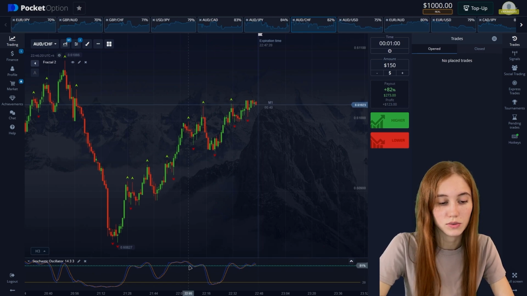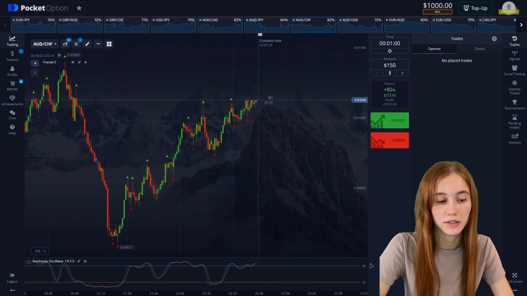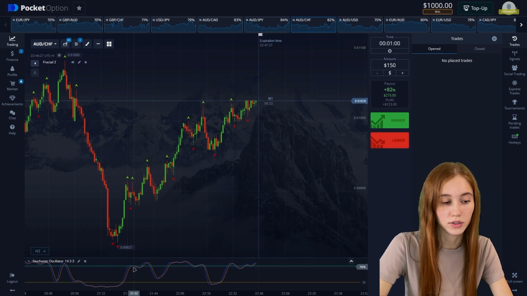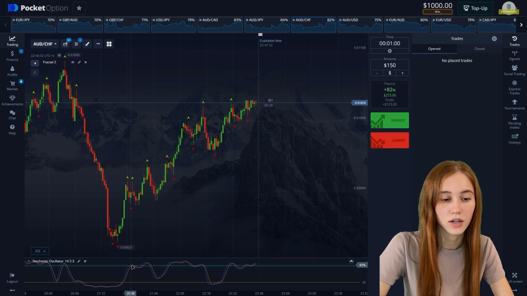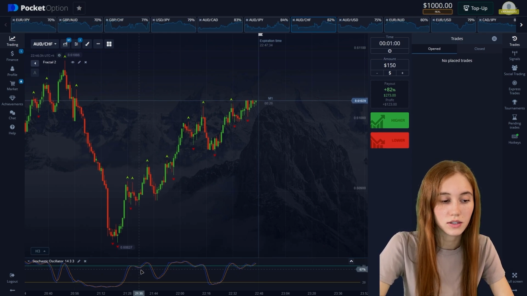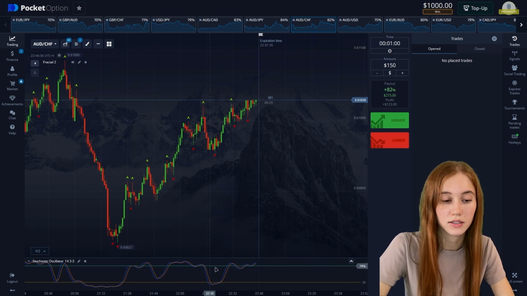Stochastic can also be used in trends. In simple words, there are levels of overbought and oversold, with values of 80 and 20. When we see these lines leaving or touching them, a reversal occurs. These are often the most correct signals to sell or buy.